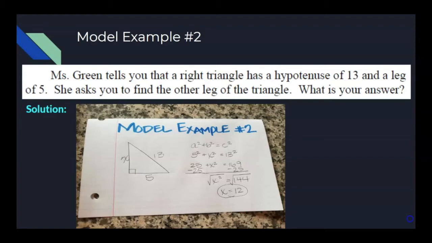As usual, I write down my equation, a squared plus b squared equals c squared. I fill in my numbers into the appropriate locations. Remember that 5 can be either a or b, but 13 has to be c because that is the hypotenuse. My next step would be to square the numbers, and then because I'm trying to get x by itself, I must subtract the 25 to do the opposite operation and move it over. I get x squared equals 144. My last step would be to find the square root on both sides. X equals 12. Let's see if you can try one on your own.